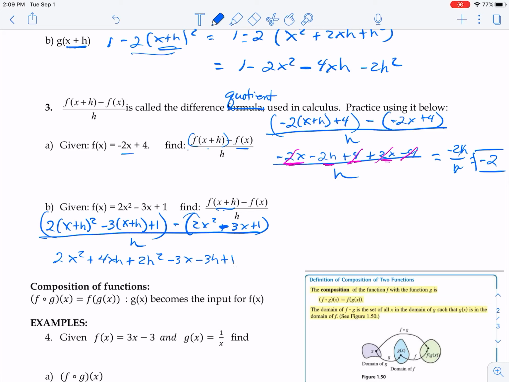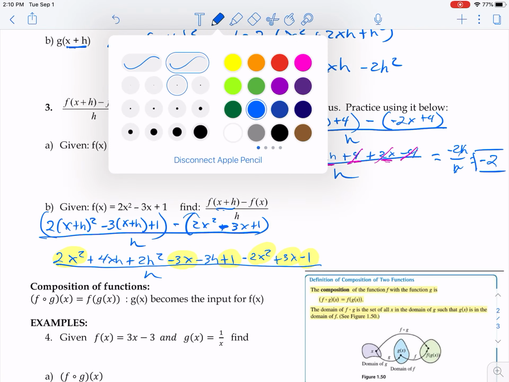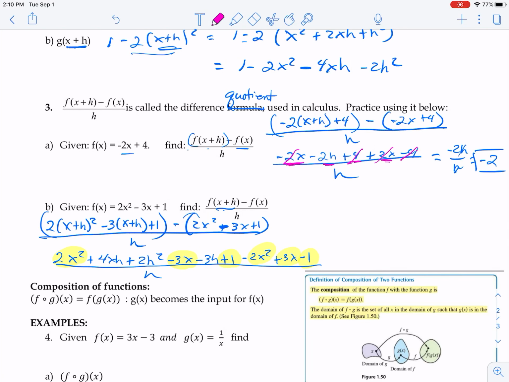Distribute your negative here. Minus 2x squared plus 3x minus 1, all divided by h. Now go through and look for the ones that don't have an h in them. There's no h, no h, no h. And ask yourself, do they cross out? A positive 2x and a negative 2x. Negative 3x, positive 3x. Positive 1, negative 1.